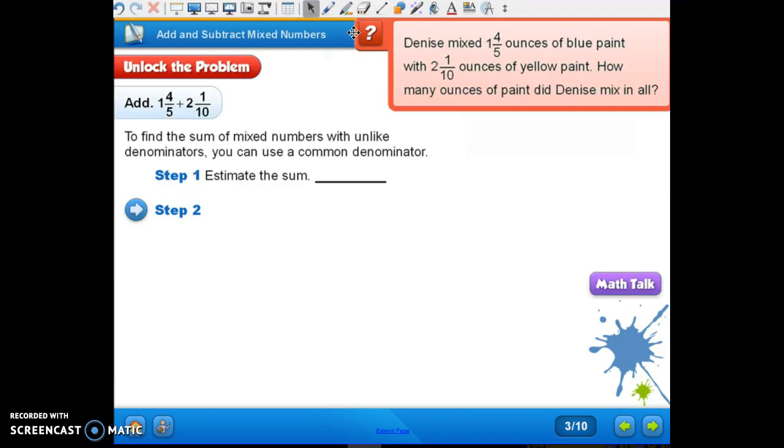Denise mixed 1 4/5 ounce of blue paint with 2 1/10 ounce of yellow paint. How many ounces of paint did Denise mix in all? Estimate the sum. So, if you're estimating the blue paint, you have 1 whole and 4/5. What will we round 4/5 to? 1. So 1 plus 1 then is 2.